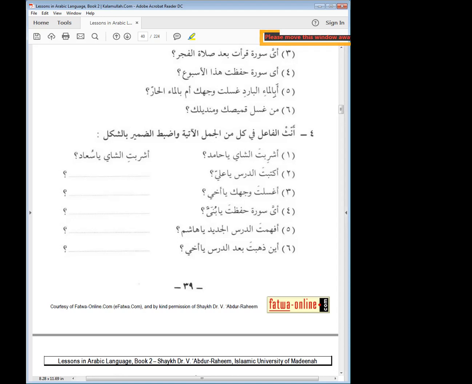Number 5: Afahimta ad-darsa al-jadid ya Hashim. Did you understand the new lesson, O Hashim? So we change that to feminine. What do we get? Anybody? Afahimti ad-darsa al-jadid. Do you think anything changes here? Is it ta to ti? Afahimti.